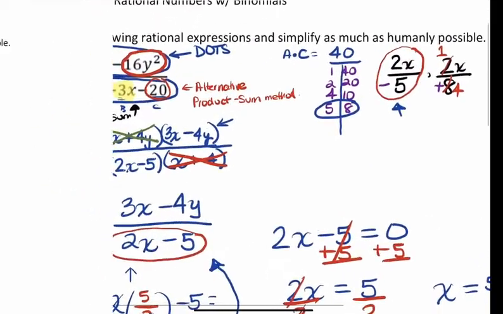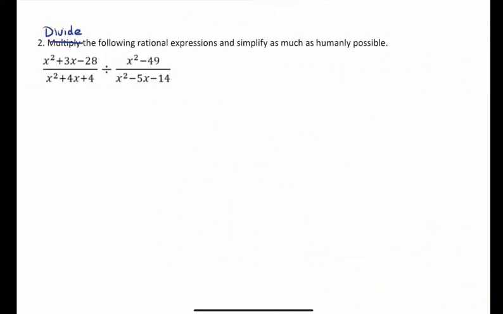That's good. Divide the following rational expressions and simplify as much as humanly possible. So we're going to do some factoring here. And now this one has division. The thing we have to keep in mind about division is that with any type of division problem, you have to take this rational expression and flip it. You have to flip that fraction and then change division into multiplication. So why don't we just do that now? I'm going to just rewrite it.